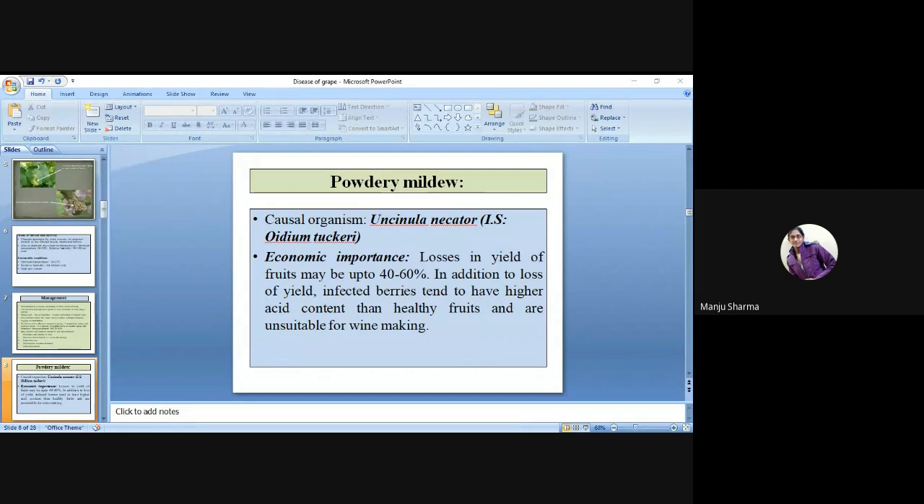In addition to loss of yield, infected berries tend to have higher acid content than healthy fruit and are unsuitable for wine making. So, due to this disease, basically 40 to 60% losses will be there, and in addition to loss of yield, infected berries tend to have higher acid content than healthy fruits and are unsuitable for wine making.